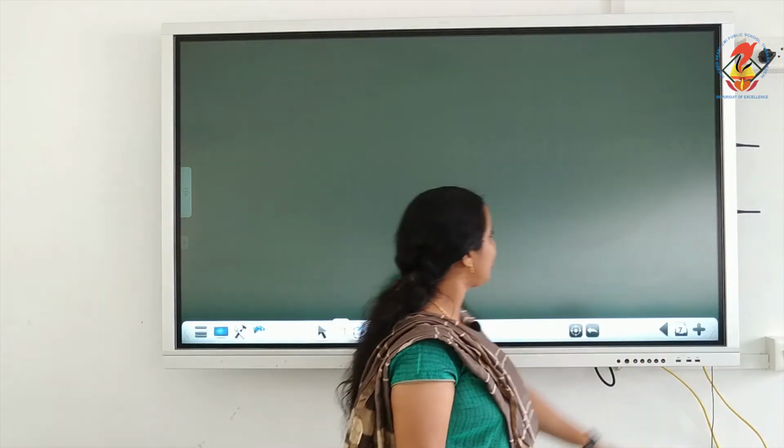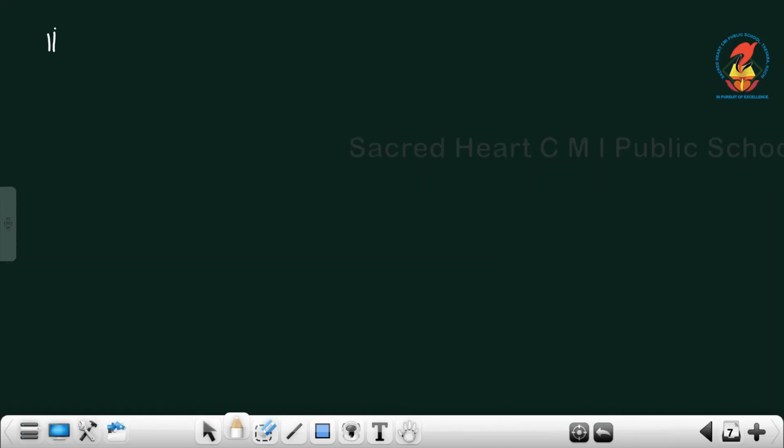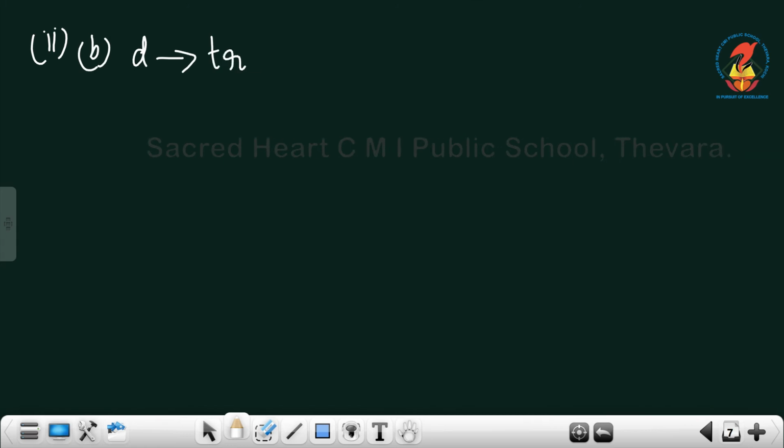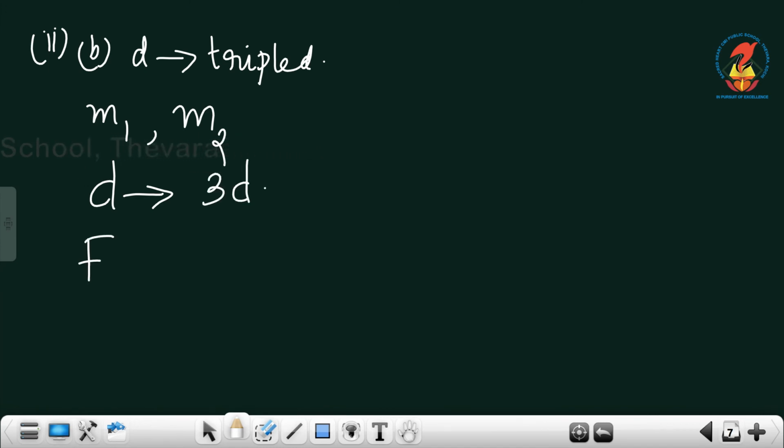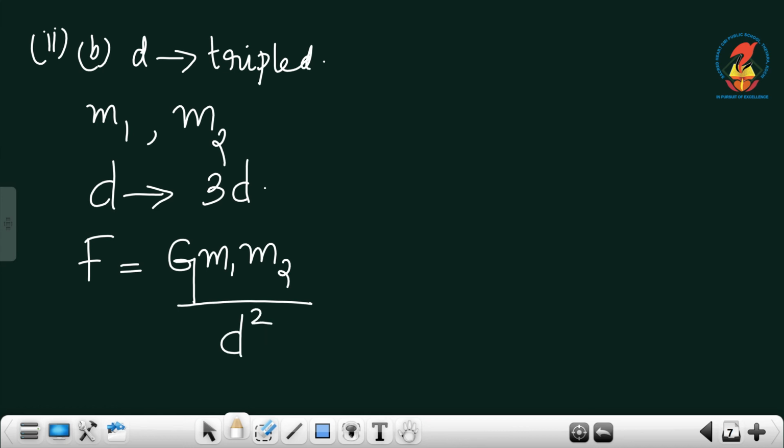Now, what is the case if distance is tripled? Second subdivision itself, case is distance is tripled. Here also masses remain the same, that is m1 and m2. Distance got tripled. Triple means it becomes 3d. And we know that the formula to find force is F is equal to G m1 m2 by d square. Now let us find the new force F dash.